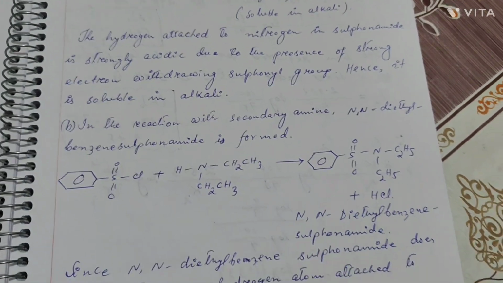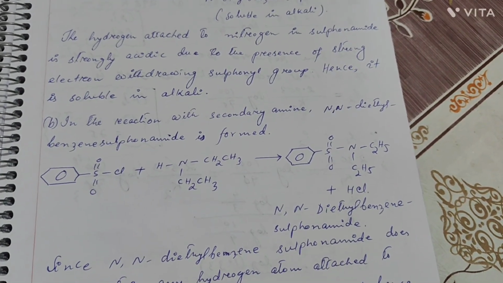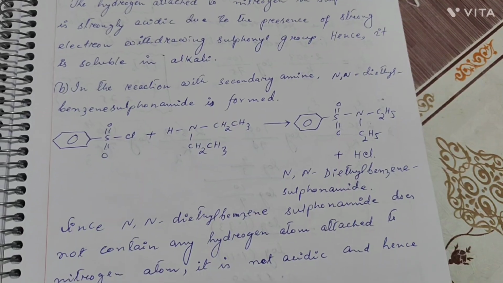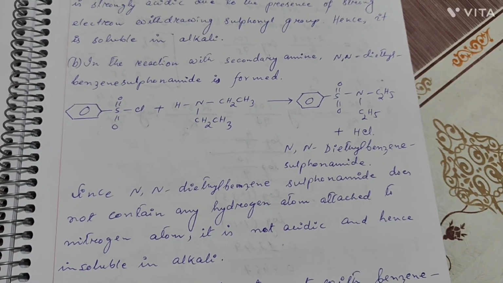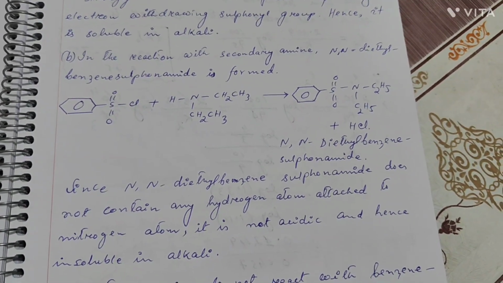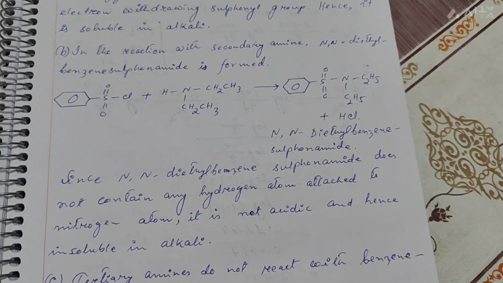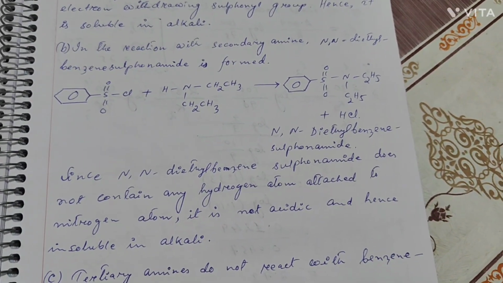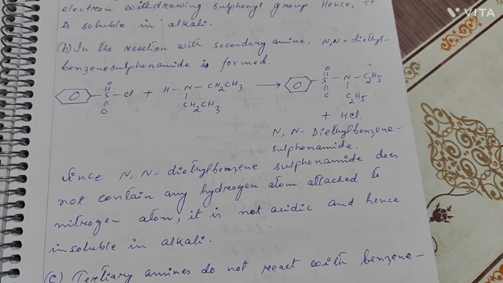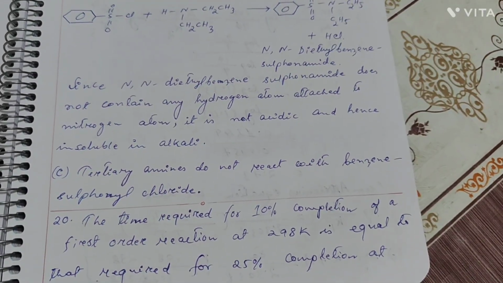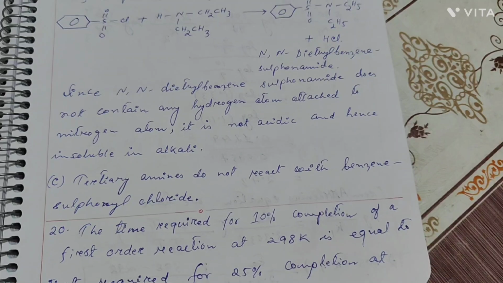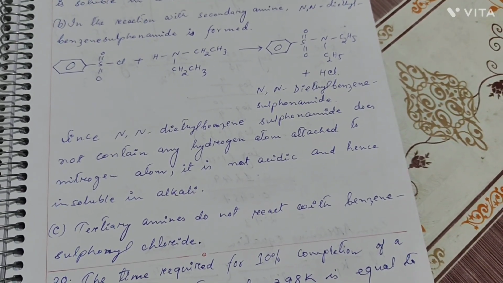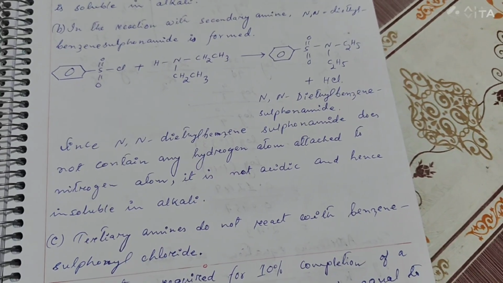In the reaction with secondary amine, N,N-diethyl benzene sulfonamide is formed. This is the reaction. Since N,N-diethyl benzene sulfonamide does not contain any hydrogen atom attached to the nitrogen atom, it is not acidic and hence insoluble in alkali. Tertiary amines do not react with benzene sulfonyl chloride. This is a method for the identification of primary, secondary, and tertiary amines.